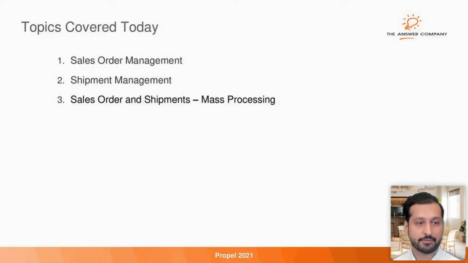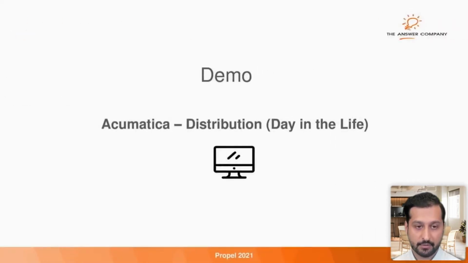In the second part of today's presentation, I will review similar processes as in the first part, but I will also show you Acumatica's ability to bulk process sales orders and shipments, as several businesses manage hundreds of shipments in a day. In such a high volume environment, Acumatica bulk processing functionality can really save you a lot of time and streamline the processes for your business. Now, let's go ahead and take a look at the demo in my Acumatica system.